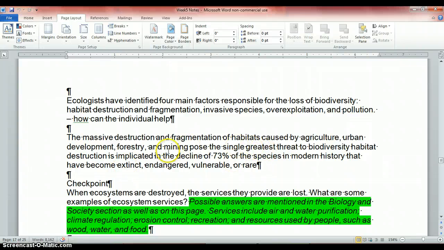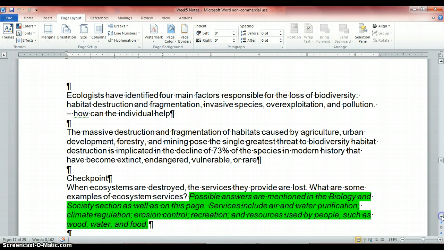The single worst threat is going to be habitat destruction, right? Which is implicated in the decline of 73% of the species in modern history that have become extinct, endangered, vulnerable, or rare. So all these things lead to destruction, loss, right?